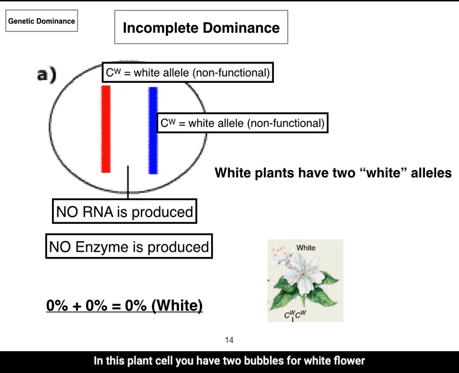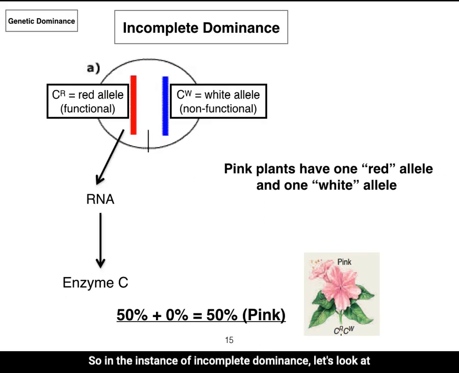In this plant cell, you have two alleles for white flower pigment. Both genes produce white alleles, which are non-functioning, so no RNA or enzyme C is produced. Therefore, the petals of this flower will be white in this homozygous individual. So in the instance of incomplete dominance, let's look at what happens in the heterozygote.